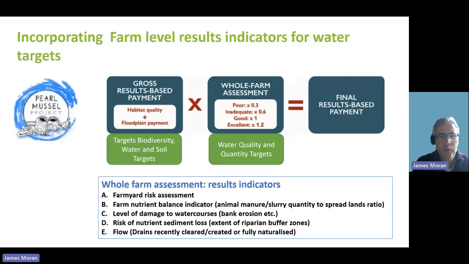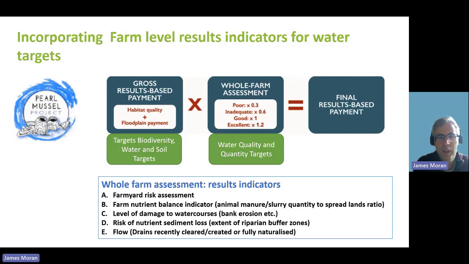Another variation on how the results-based payments are combined with action-based, and some subtlety in design, is the example of the pearl mussel project. So they incorporated at farm level results indicators for water targets that looked at the entire farm. The individual scorecards, the peatland, grassland, and woodland ones, concentrate on field or parcel level. But as we know, we need a whole farm or landscape level approach to deliver particular environmental targets such as water.